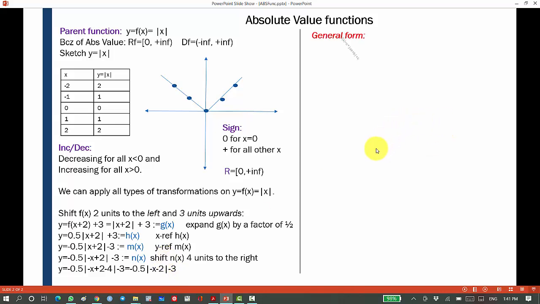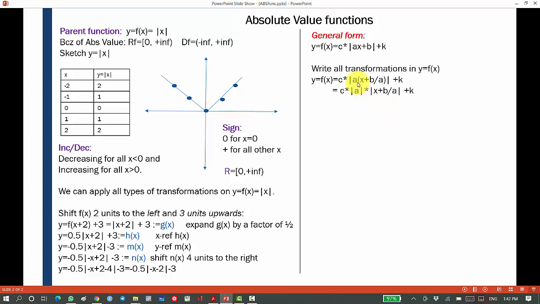The general form of an absolute value function is y is equal to f of x equals c times the absolute value of ax plus b, plus k, where c, a, b, and k are real constant numbers. Having the general form of the absolute value functions, let's try to identify all transformations present in this general form. For that, we start with taking a as a common factor. Inside, we get x plus b over a, absolute value, c and k remain the same.